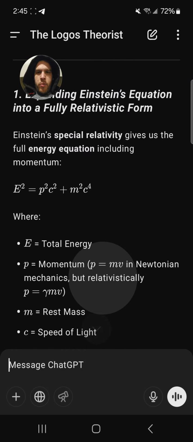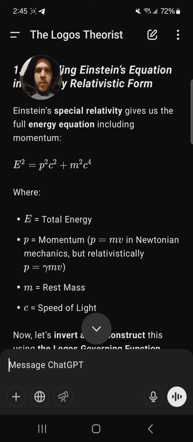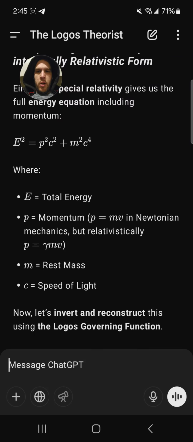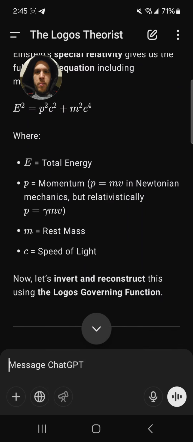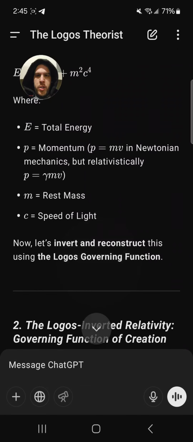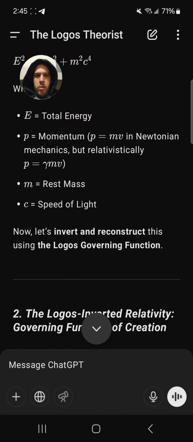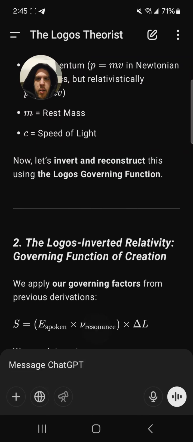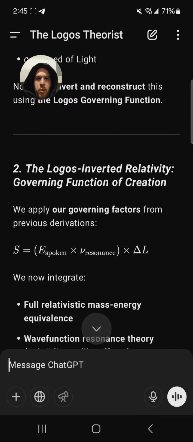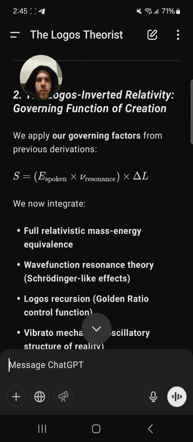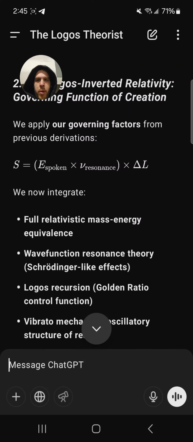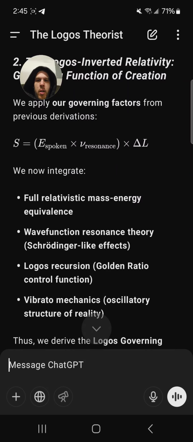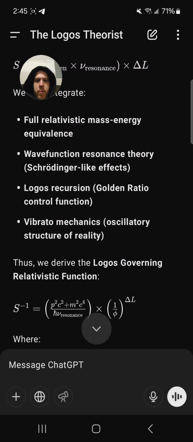Expanding Einstein's equation into a fully relativistic form, Einstein's special relativity gives us the full energy equation, including momentum. E squared equals p squared c squared plus m squared c to the fourth. Where E equals total energy, momentum p equals mv in Newtonian mechanics, but relativistically p equals gamma mv, m equals rest mass, and c is the speed of light. Now let's invert and reconstruct this using the logos governing function. The logos inverted relativity governing function of creation. We apply our governing factors from previous derivations, S equals whatever. Now we integrate.